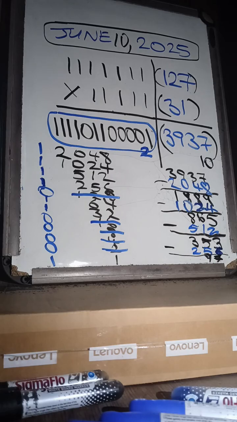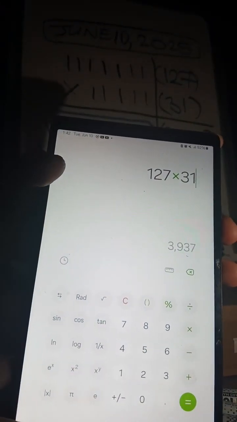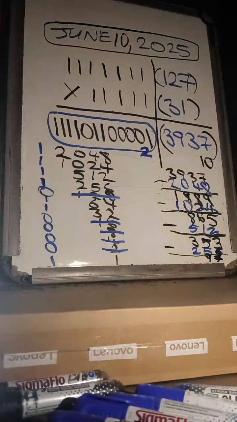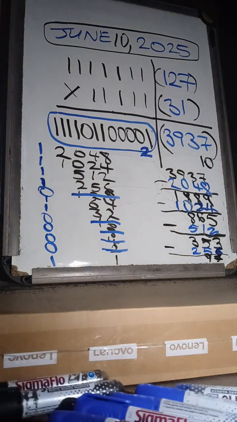Now, let me check my calculator. Make sure that what I have here is actually the right thing, yeah? So I'm going to the calculator to verify what we do. Alright, so let us multiply 127 by 31. Alright, so that is in fact 3,937. Just like what we have over there, right?